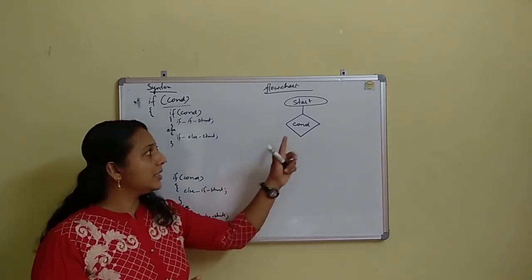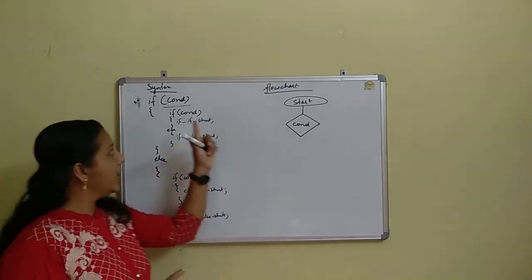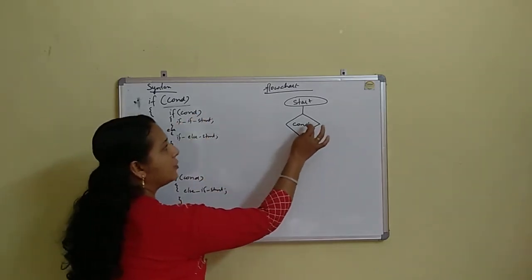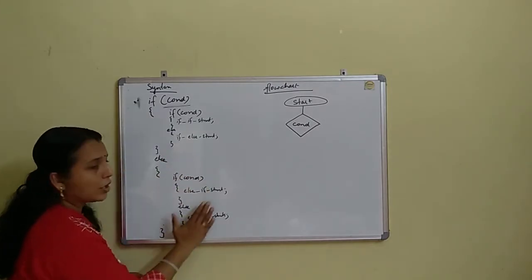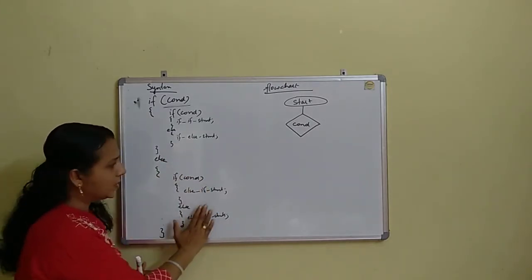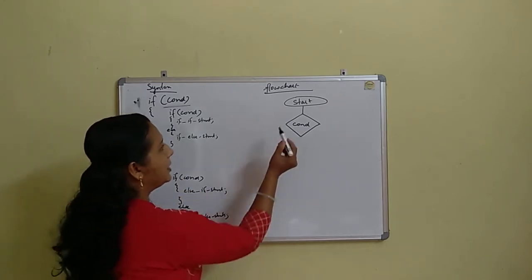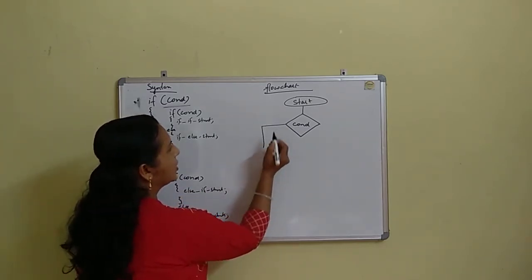So what happens when this condition is true? It is going to execute only this block. And if this condition is false, it is going to execute this portion of blocks, this portion of statements which are present inside this block. So there will be two conditions. First is the true condition.